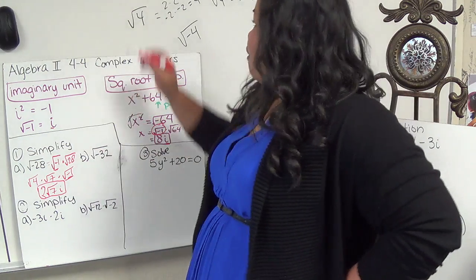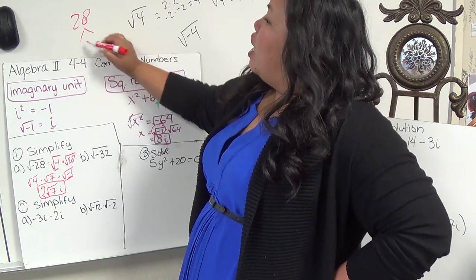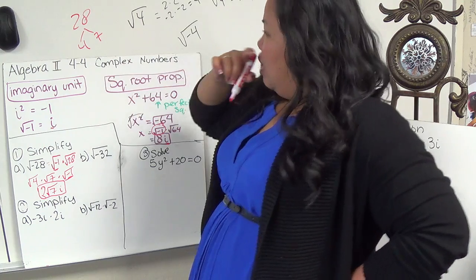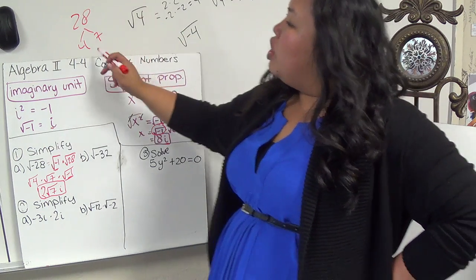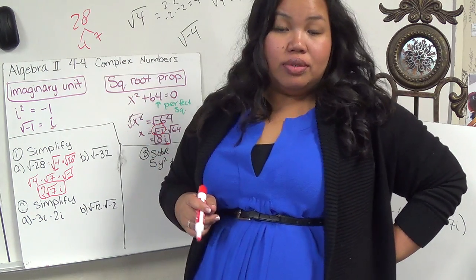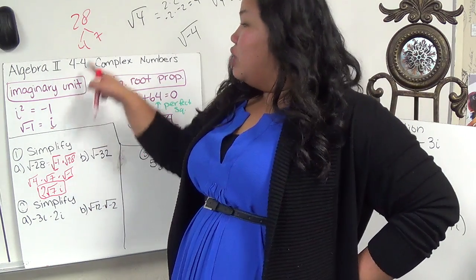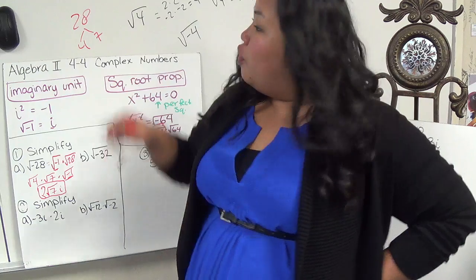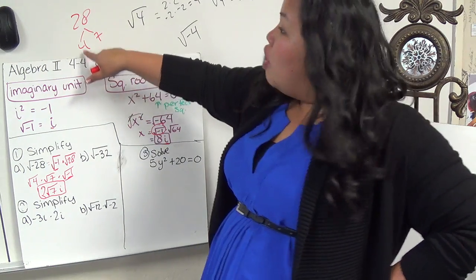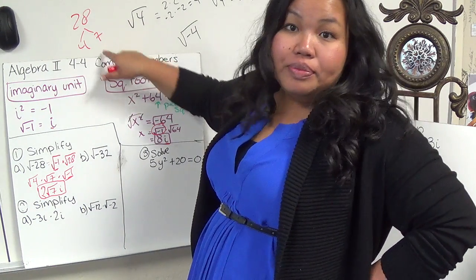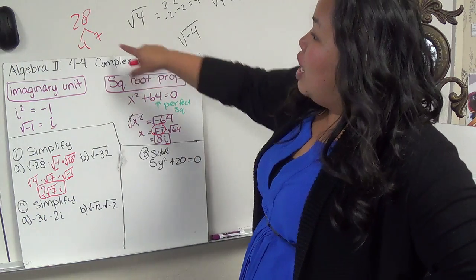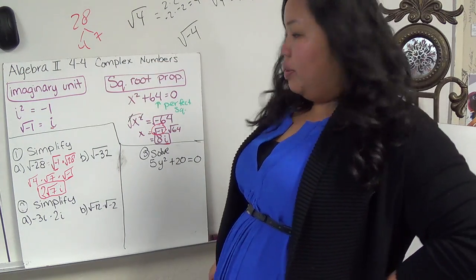So one more time, in case that was a little too quick, I took 28 and I factored it, right? And I have 4 and 7. If I have other factors, I'm looking for the one that is a perfect square. And since 4 is a perfect square, I can go ahead and take 4 and square root that, and then 7 will be left over.